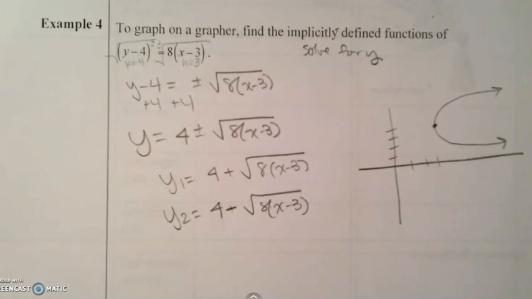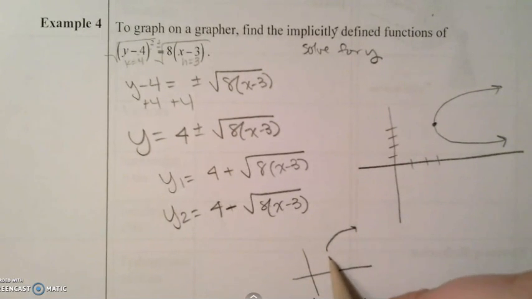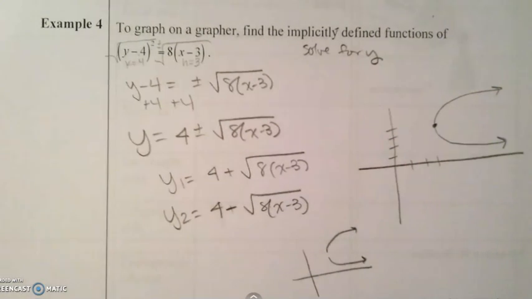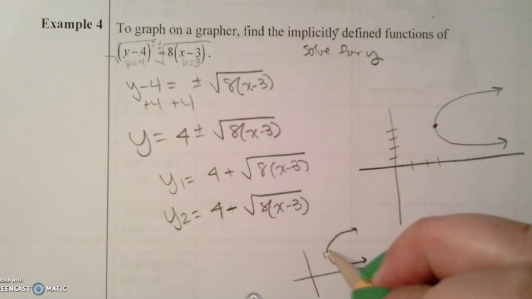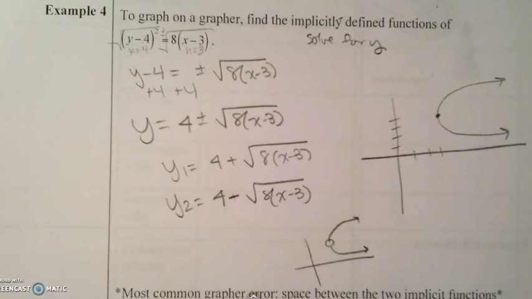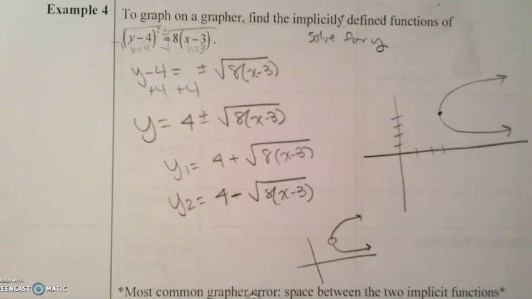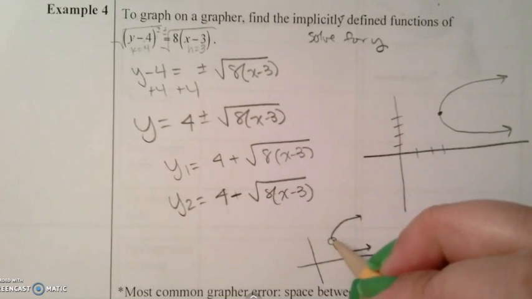When you actually put it in your calculator, what you might end up with is a graph that looks like this. And what's happening there is it appears to be a gap between the two functions. Now, this is a very common grapher error, and we've seen this before when we were looking at implicit functions. But if that gap really bothers you and you really want it to graph there, what you have to do is center your screen at that point.